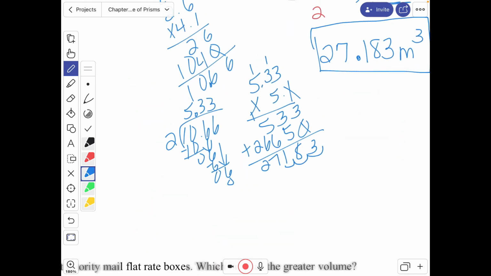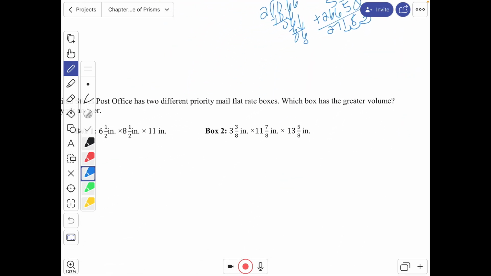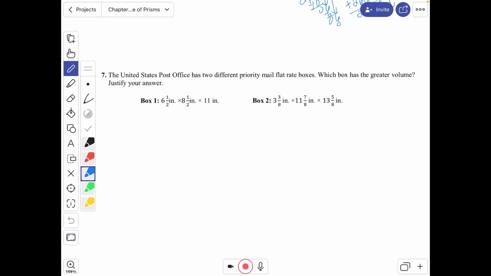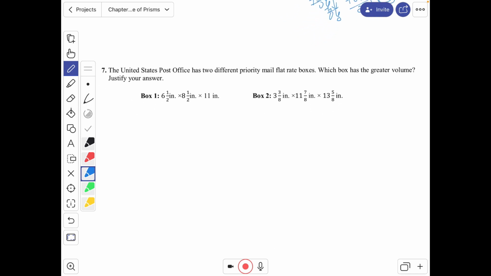Let's look at number 7 now. Number 7 says the United States Post Office has 2 different priority mail flat rate boxes. Which box has the greater volume? So you will need to multiply the measurements for each box and see which one is greater. You can change those to decimals, or you can leave them as fractions.